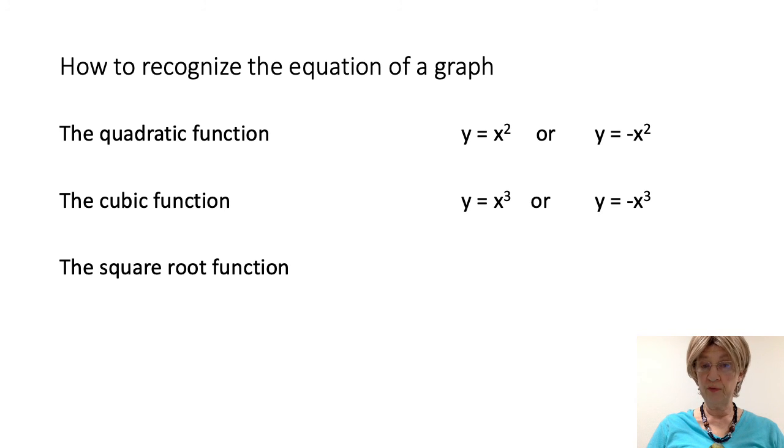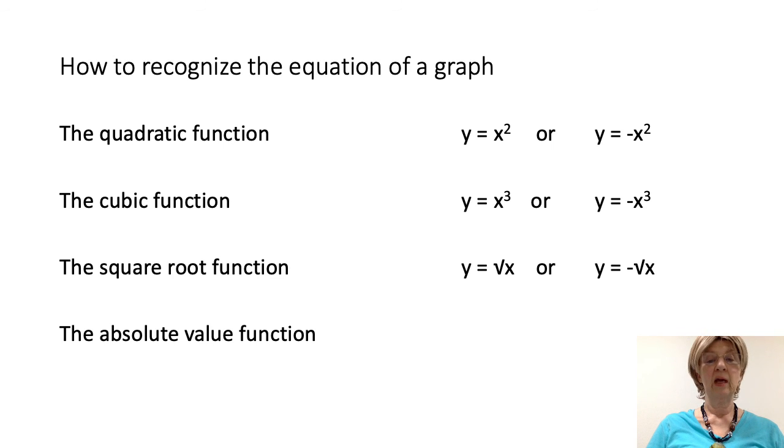The square root function, you're looking for y equals the square root of x or y equals the negative square root of x. And again, it could have a number in front of it. Y equals 3 square roots of x plus 7. The absolute value function. You're looking for y equals the absolute value of x or y equals the negative absolute value of x.